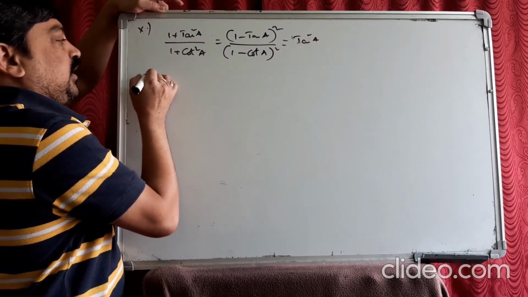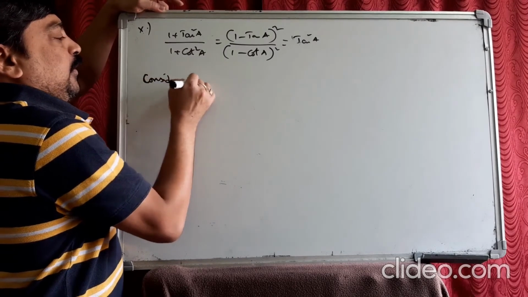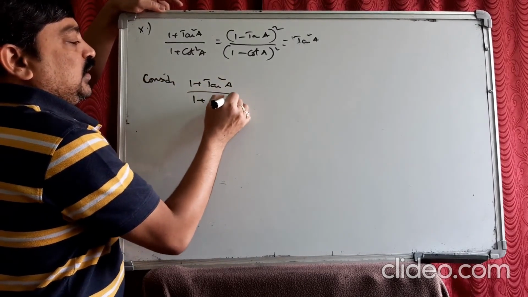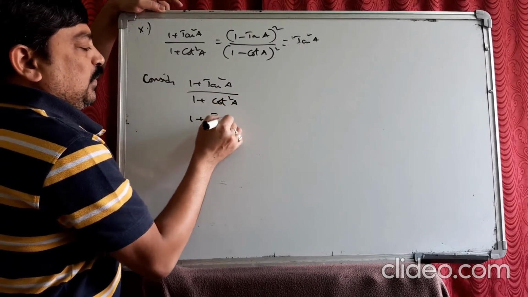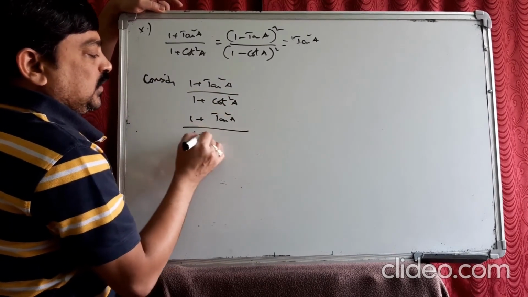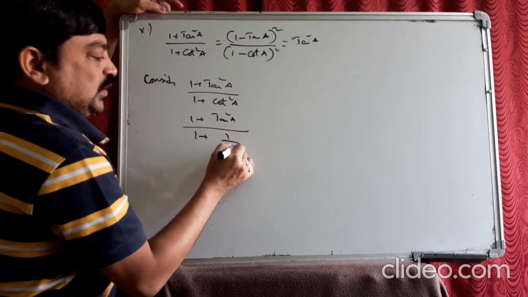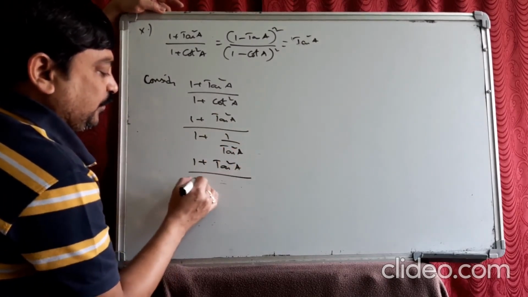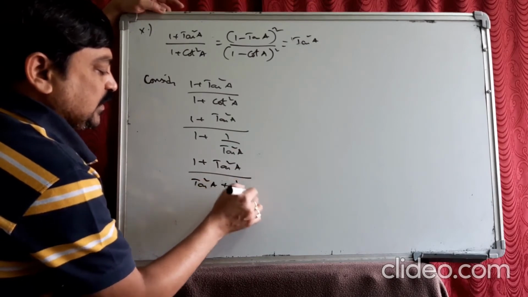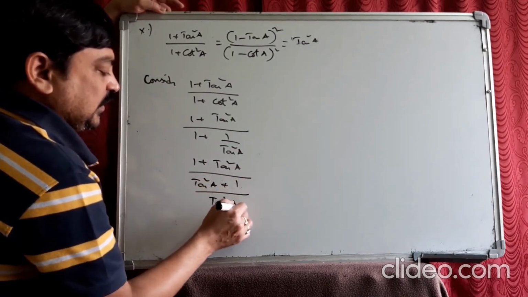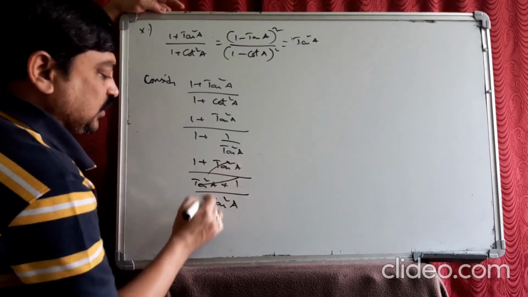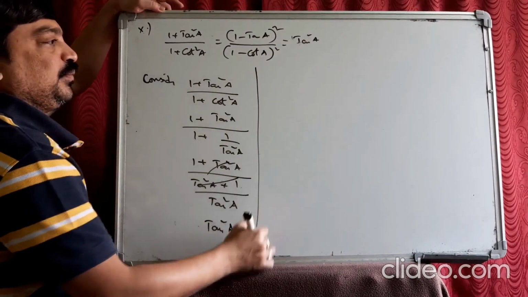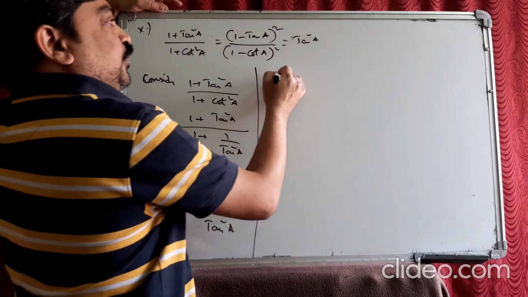So the first one we consider: 1 plus tan square A by 1 plus cot square A. I write 1 plus tan square A, and in the denominator you can write 1 plus 1 by tan square A. So it becomes 1 plus tan square A by tan square A plus 1 by tan square A. This will jump to the numerator and these two get cancelled. The answer will be tan square A. Over.